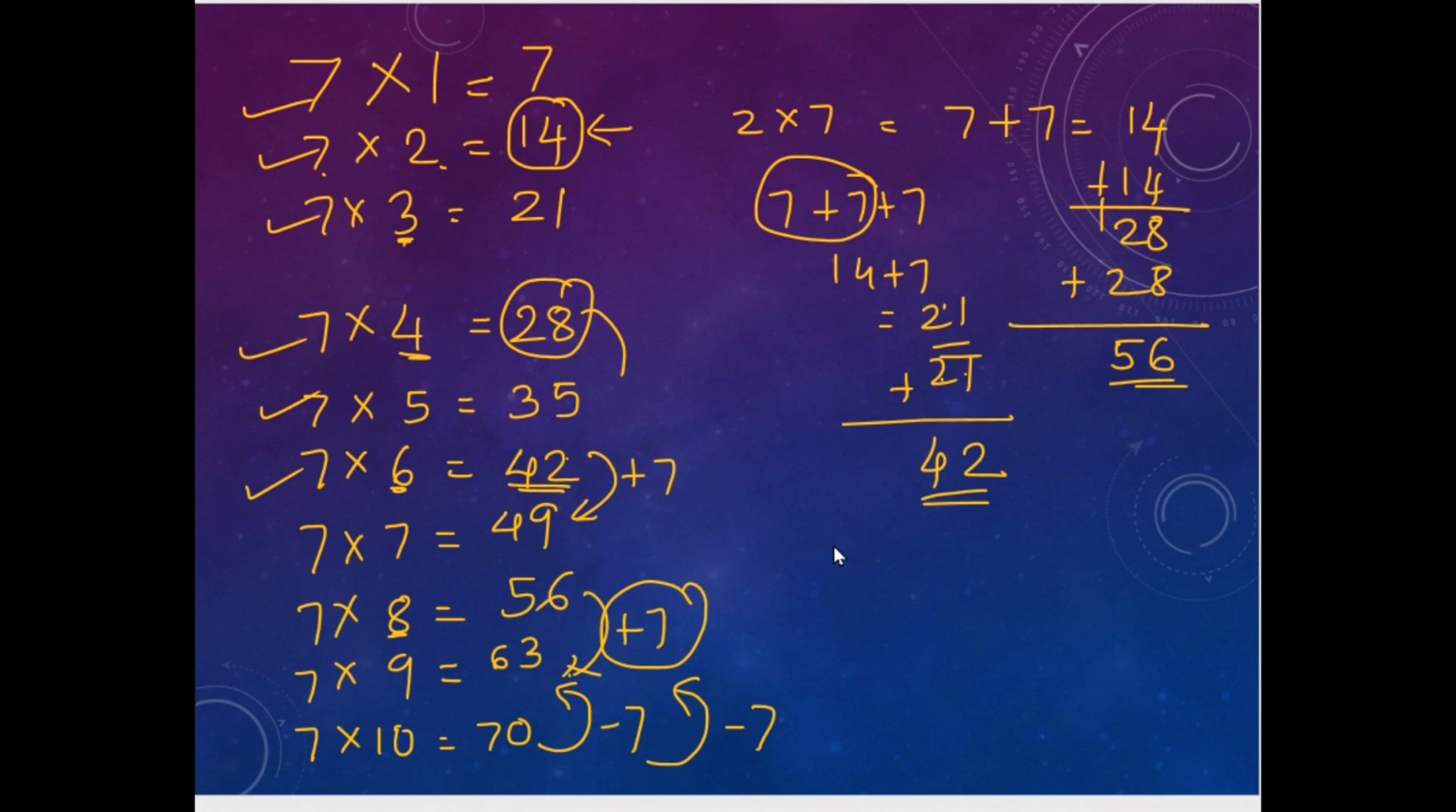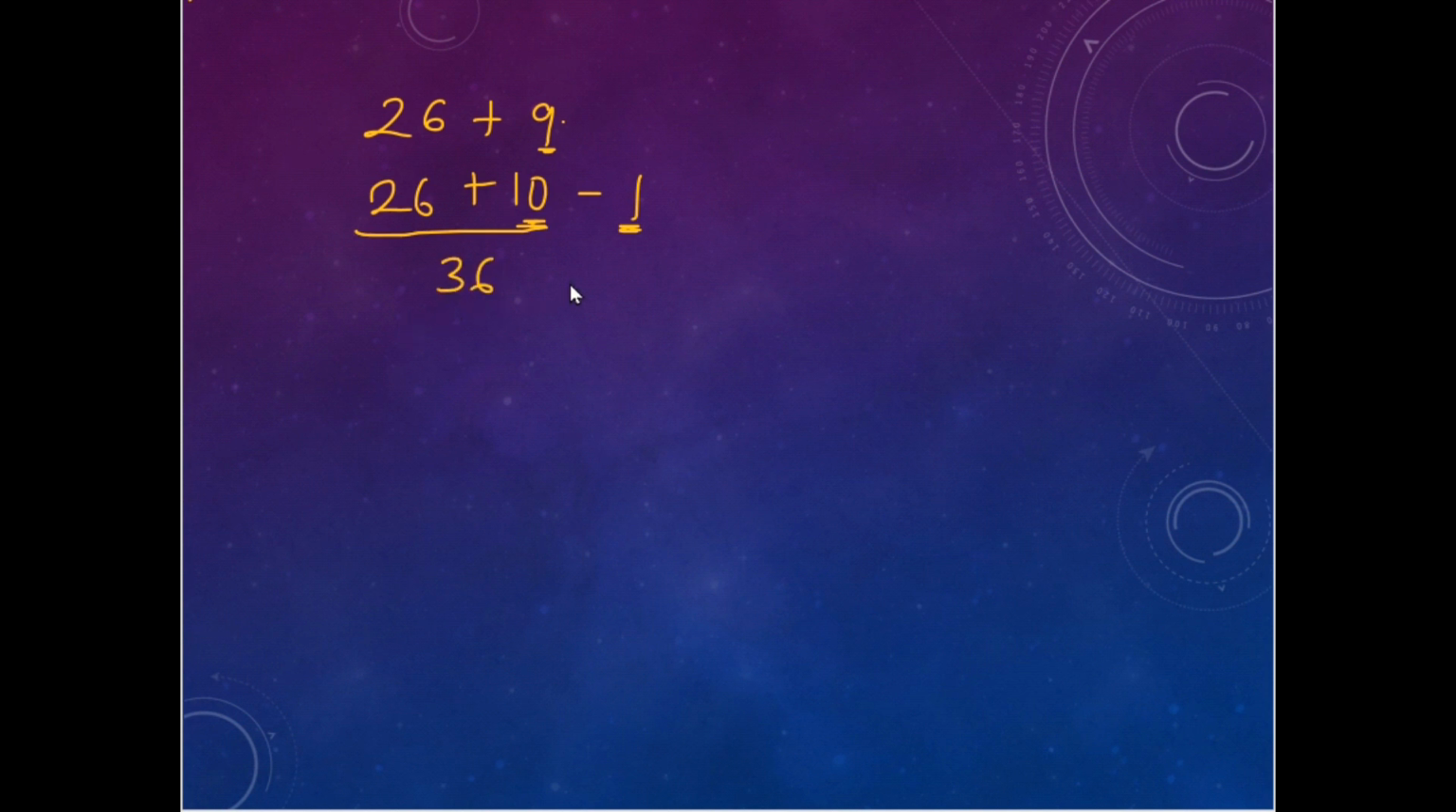Let's see how to find the 9's table. 9's table is easiest of all. I'll show you that. Now, to understand 9's table, we'll understand one simple strategy. Suppose I want to add 26 with a 9. Now to add a 9 is a little bit difficult. So instead of adding 9, I will add 10 to this number and then take away 1 because I added an extra 1 here. So I will take away that extra 1 after I get my answer. Now 26 plus 10 is 36. 36 minus 1 is 35. So basically 26 plus 9 is 35.